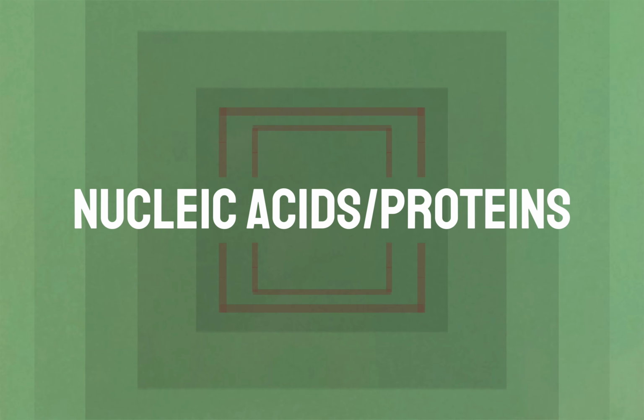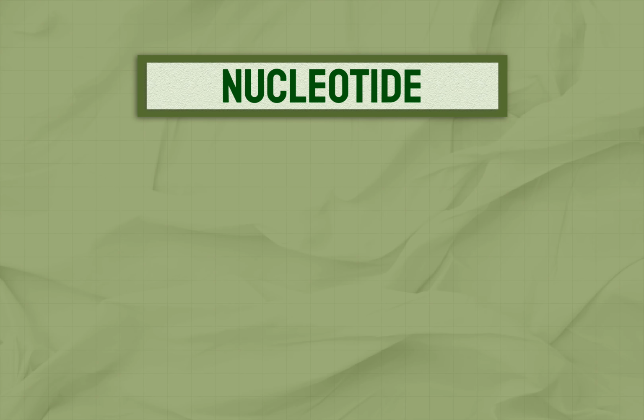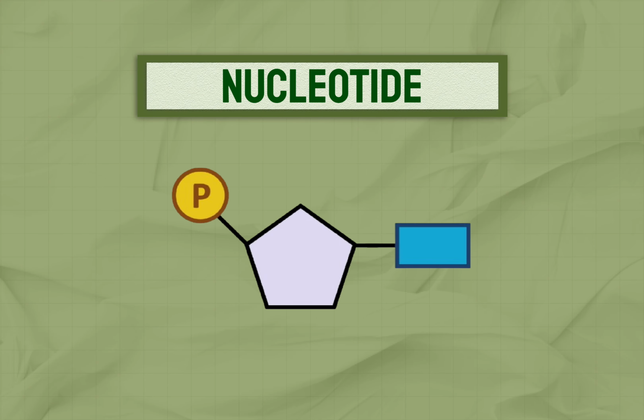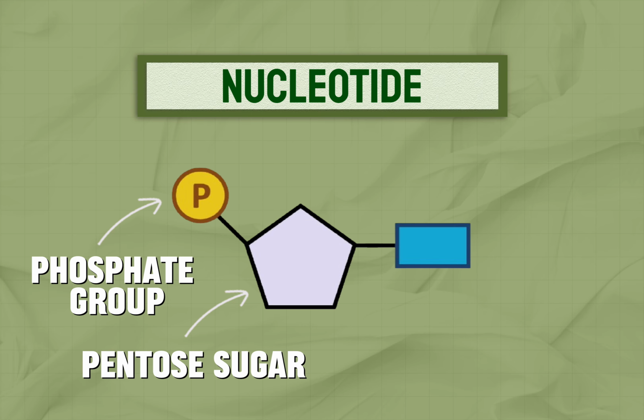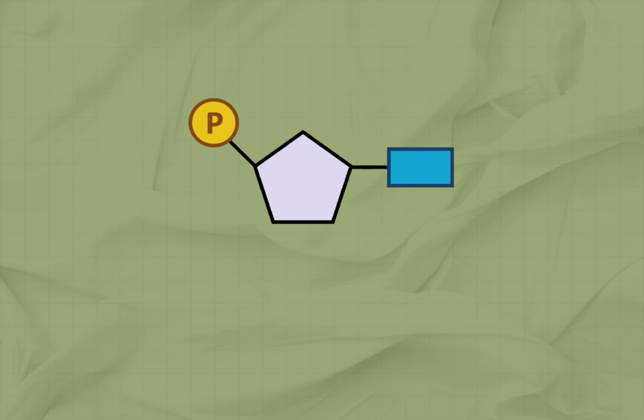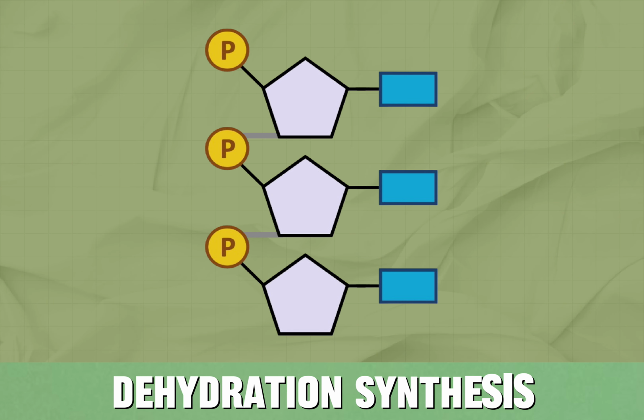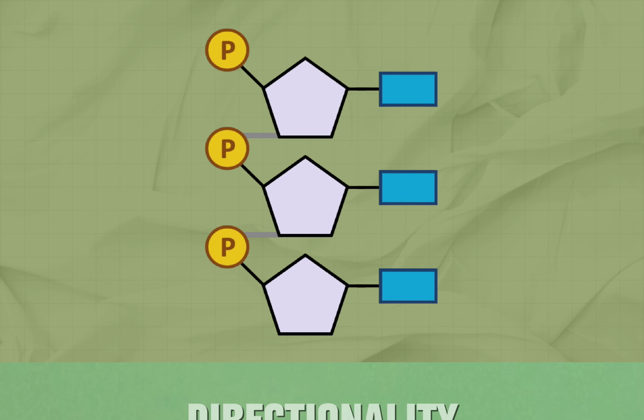Today we're diving into 1.6 to 1.7, so let's get to it. And I think we should start with nucleic acids, the information carriers, DNA and RNA. Their monomer is the nucleotide, which has 3 parts: a 5-carbon sugar, a phosphate group, and a nitrogenous base. Nucleotides link via dehydration synthesis to form a strand with directionality.